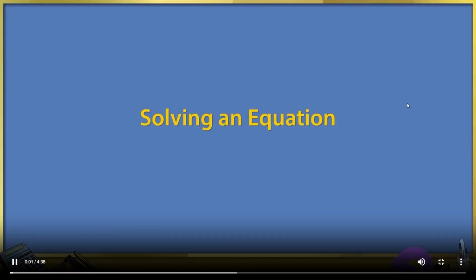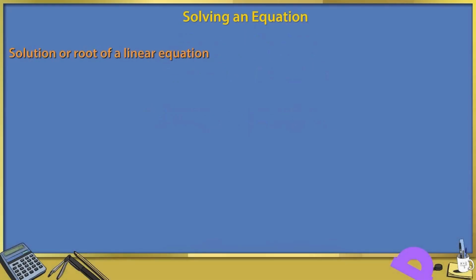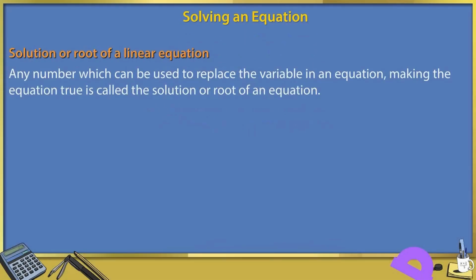Solving an equation. Solution or root of a linear equation. Any number which can be used to replace the variable in an equation, making the equation true, is called the solution or root of the equation.